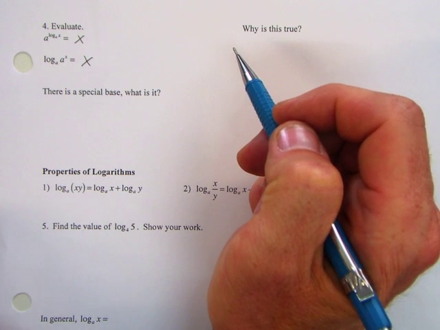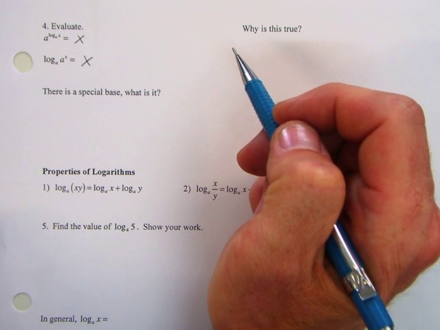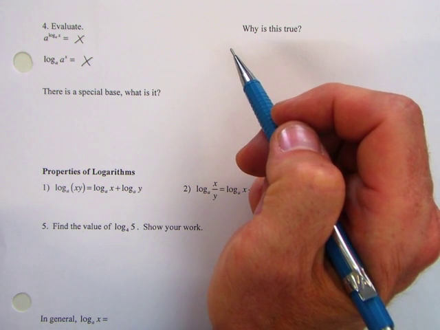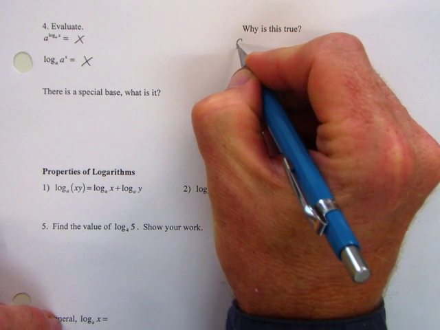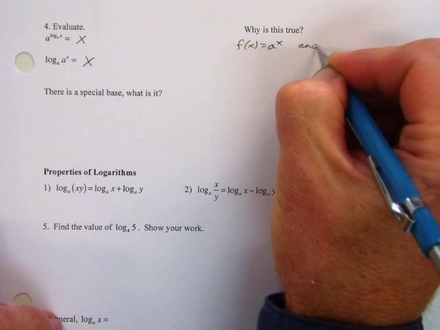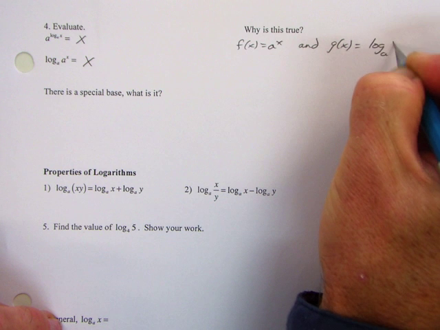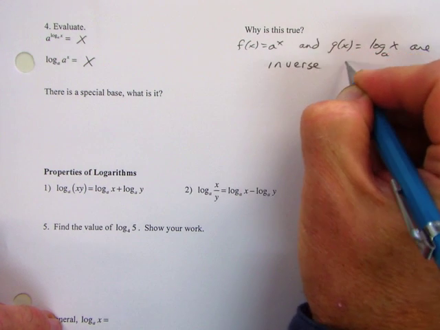Well, it has to do with what we just spoke about on the other page. What does f of g of x equal? If f and g are inverses, that equals x. This is true because f of x equals a to the x and g of x equals log base a of x are inverse functions.